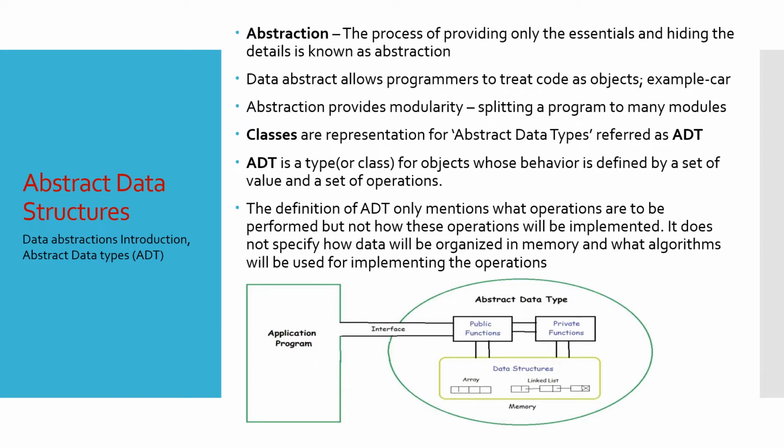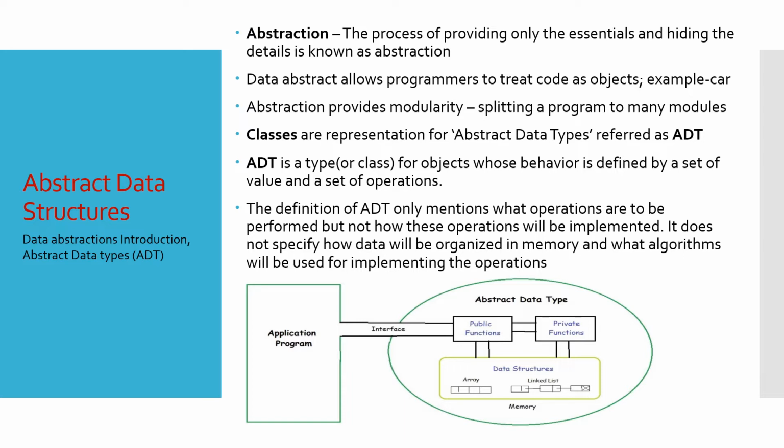Normally data abstraction allows any type of programmers to treat the code as objects, because as we spoke in the past, without an object you can't declare a class. An object in our real life example could be a car, it could be a book, anything is treated as an object in English, and it can also become an object in the computer world.